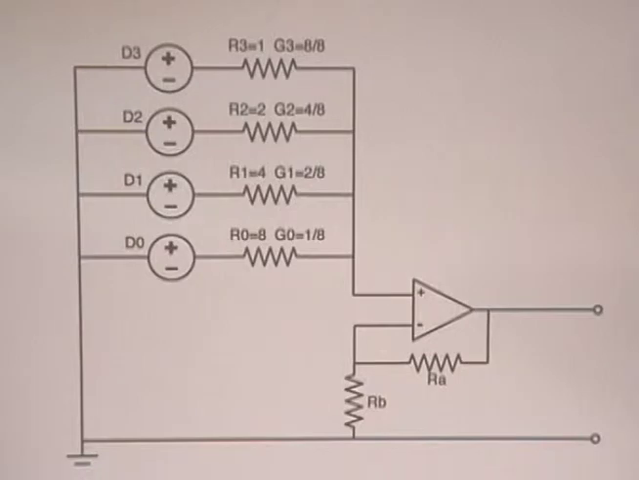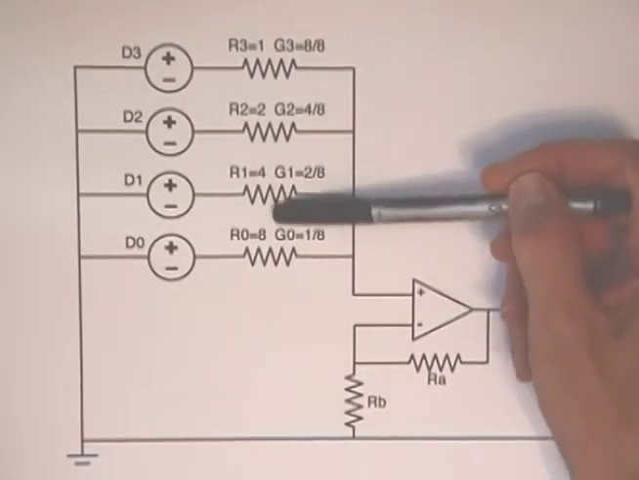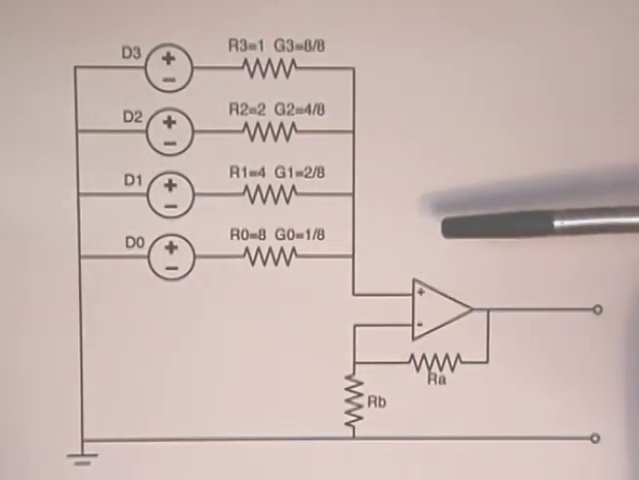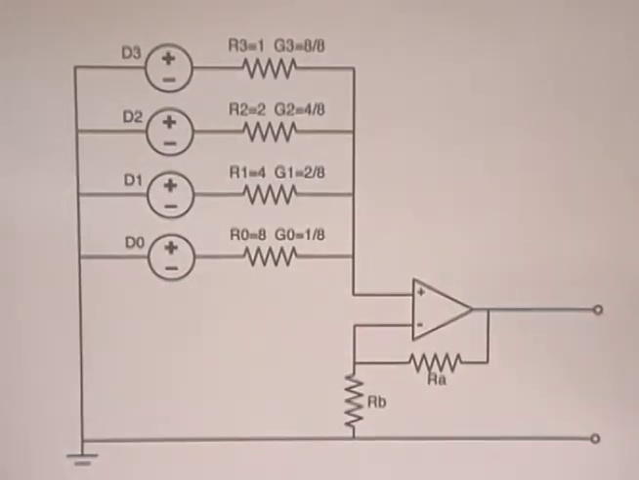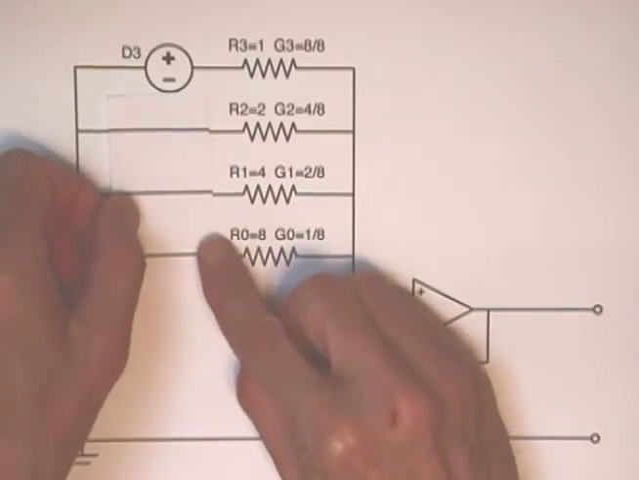Back to our D to A. I've filled in the assigned resistance values and their corresponding conductance values. Of course, in a real design, you wouldn't use resistances that small. You should multiply them all by 1,000 or even 10,000. Using superposition, let's look at just one of the digital inputs.